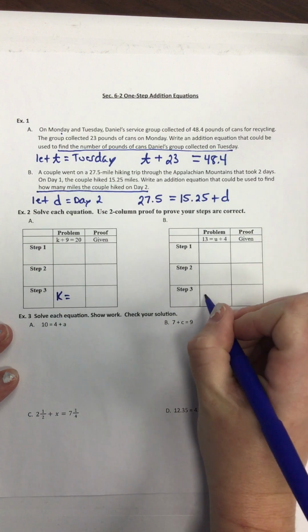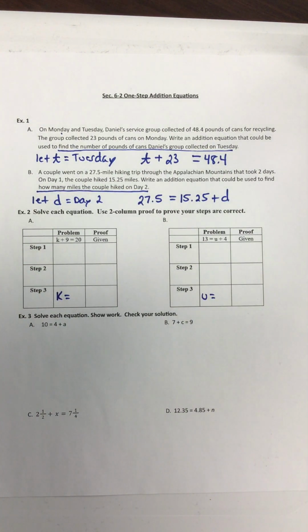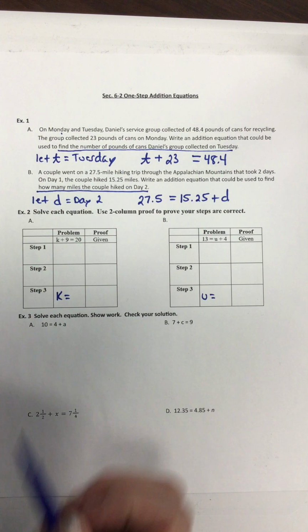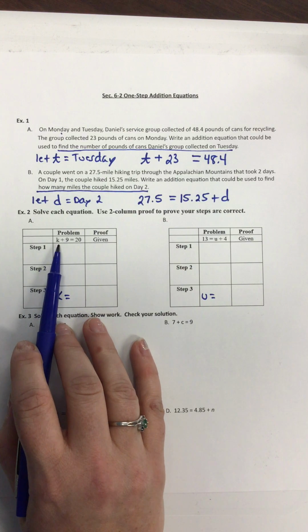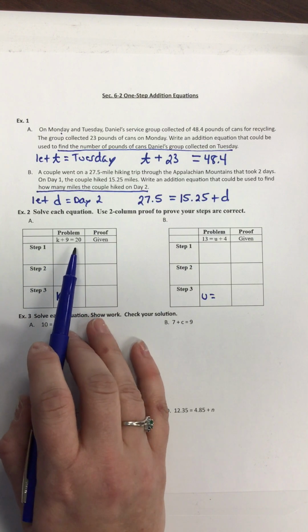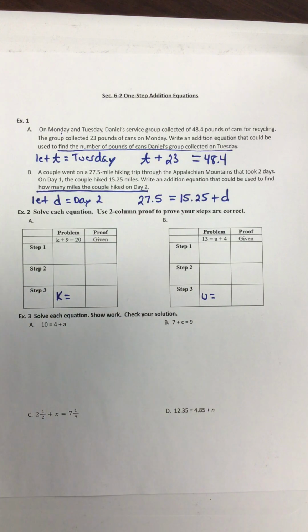On B, I better be able to tell you that U is equal to this. When I'm able to tell you that, my equation has been solved. So when I look at this right now, the original problem is k plus 9 equals 20. I want to get to k equals. What's in my way is that plus 9.